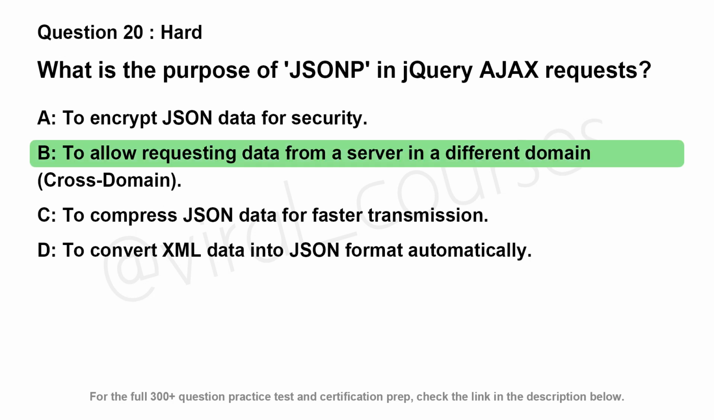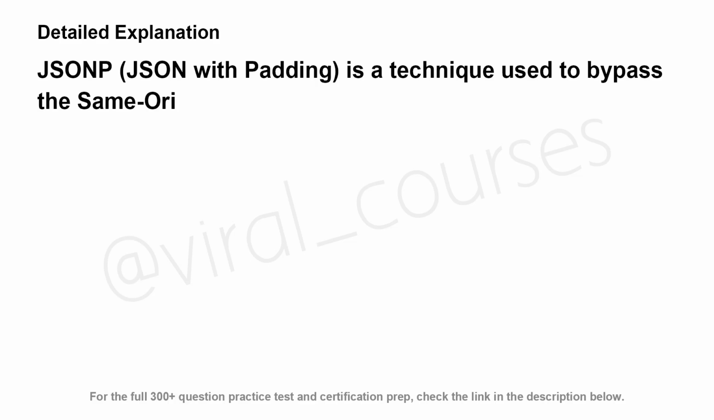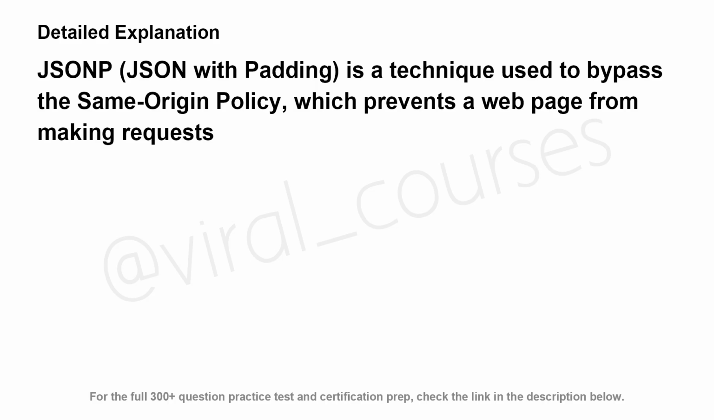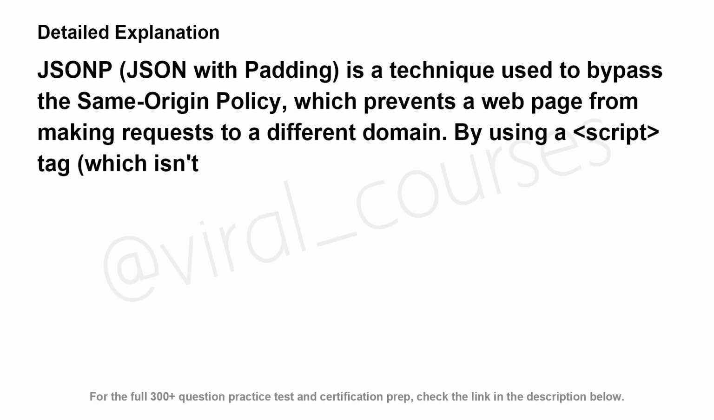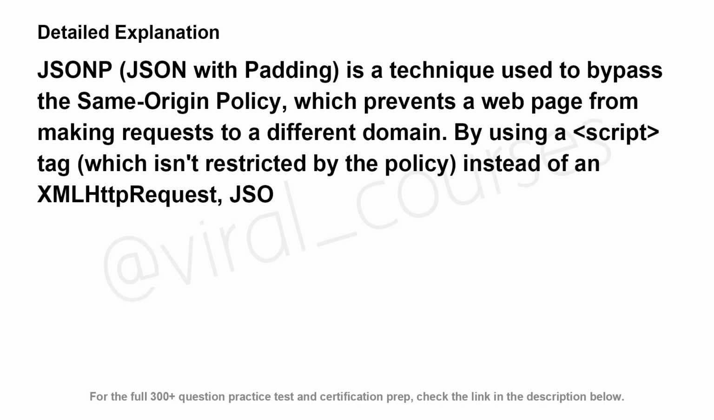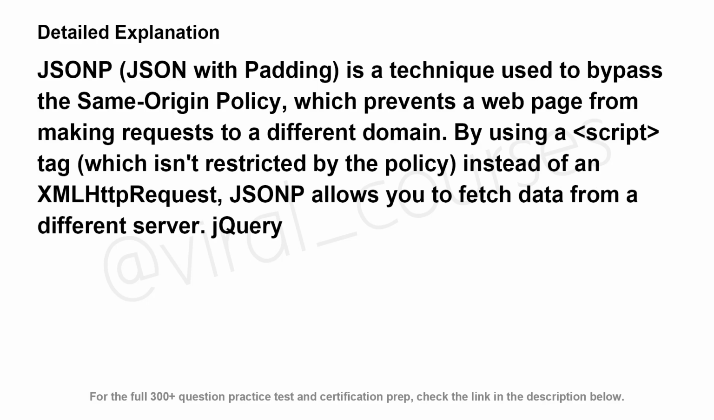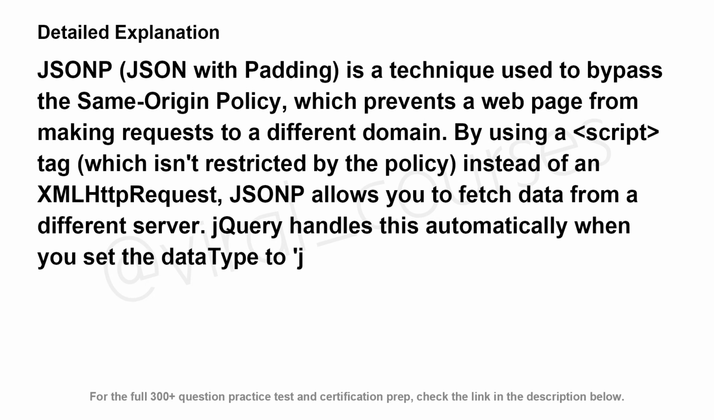The correct answer is B. JSONP, JSON with padding, is a technique used to bypass the same origin policy, which prevents a web page from making requests to a different domain. By using a <script> tag, which isn't restricted by the policy, instead of an XMLHttpRequest, JSONP allows you to fetch data from a different server. jQuery handles this automatically when you set the data type to JSONP in an AJAX call.